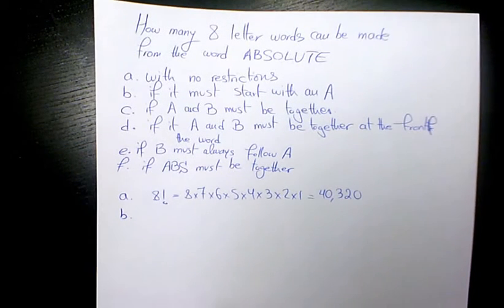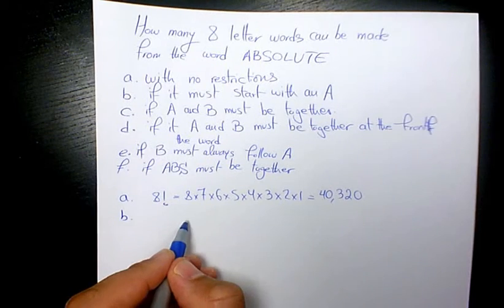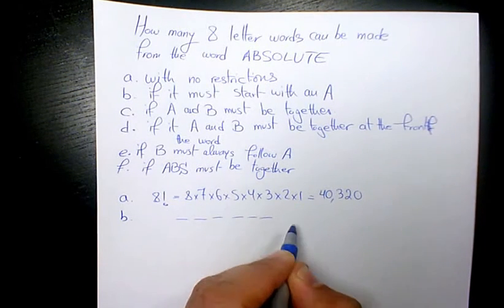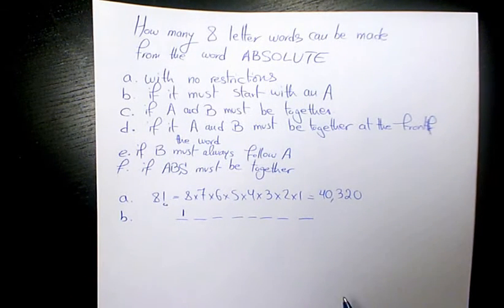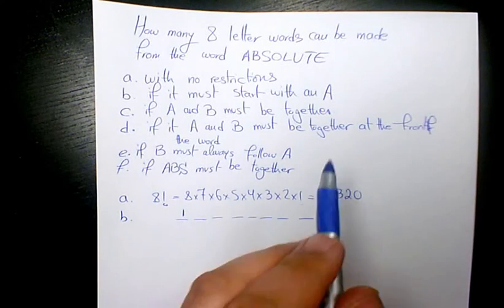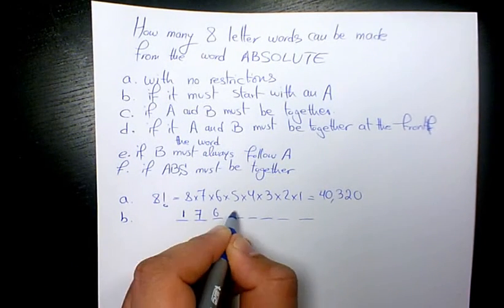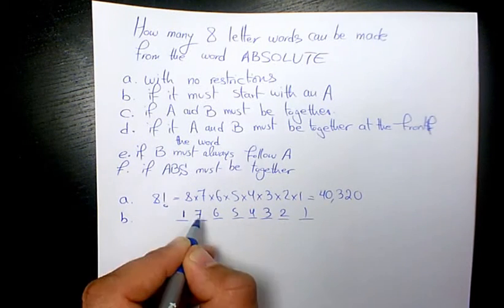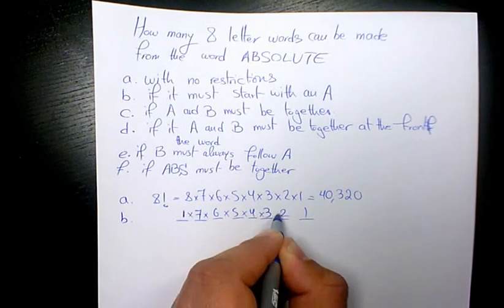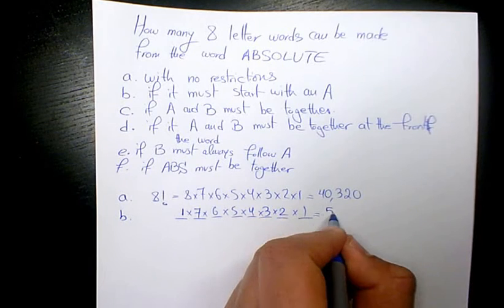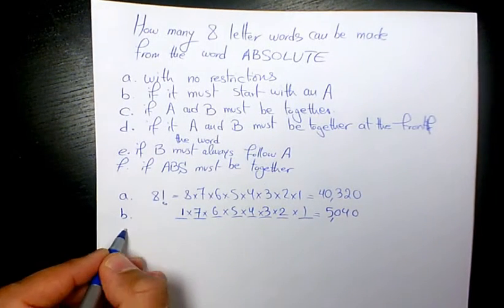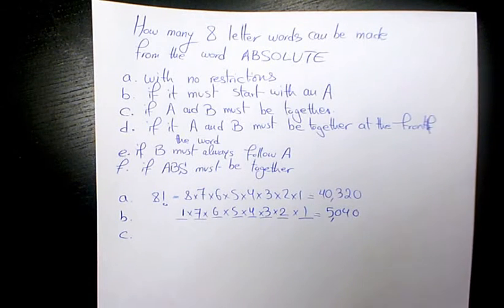In the second part, it says it must start with an A. So if it must start with an A, you need to have 1, 2, 3, 4, 5, 6, 7, 8. For this one, we have just one option. So the rest of it, when you take it out, we have 7 different letters: 7, 6, 5, 4, 3, 2, 1. So when you multiply it, it's going to be 5,040.